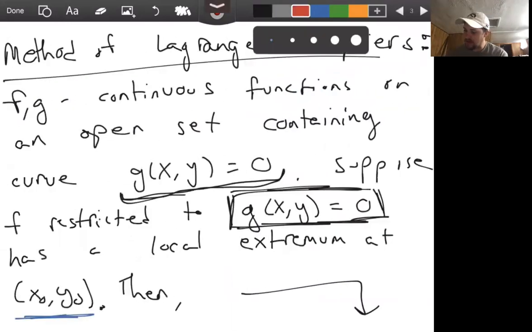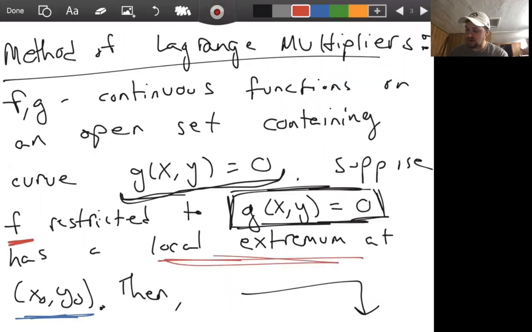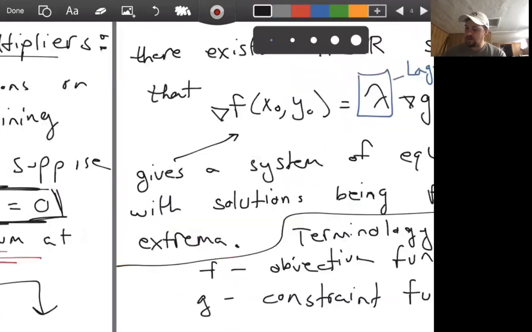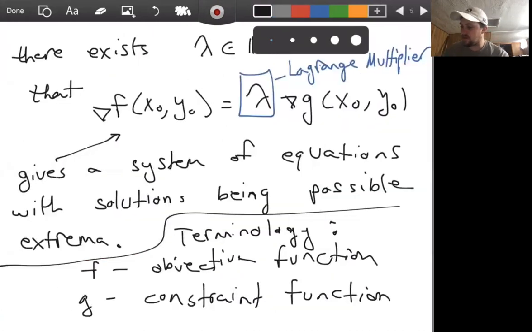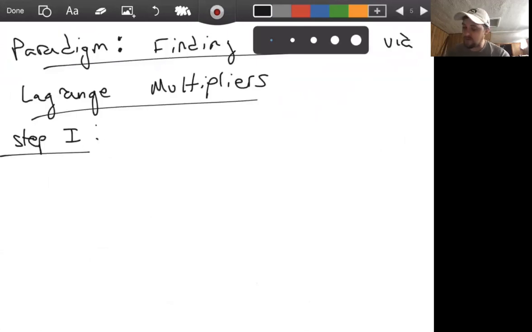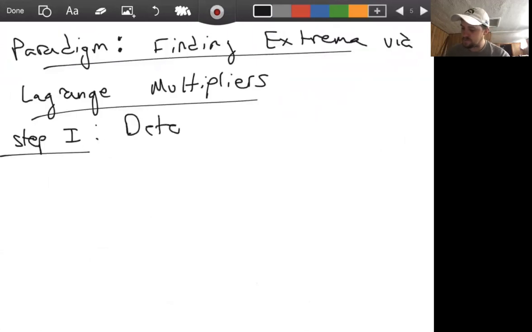Right here you can see f, the objective function, has a local extremum. That's what we're trying to find, the local extremum, and it's restricted to g. So we say f is the objective function and g is the constraint function. So the first step is to determine the objective and constraint functions.